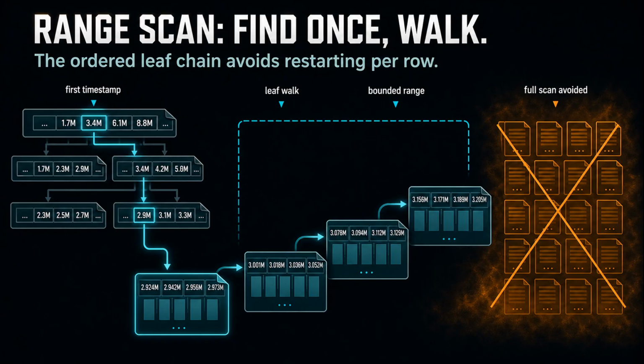Yeah. Take a concrete case. A payments analyst asks for every charge between Monday morning and Tuesday morning. The index finds the first timestamp, then walks the leaf pages until the time window ends. The consequence is a bounded, ordered walk instead of a full table scan. Yeah, that makes database indexes feel much less magical. Point lookup is the root to leaf path. Range scan is root to first leaf, then a sideways walk.